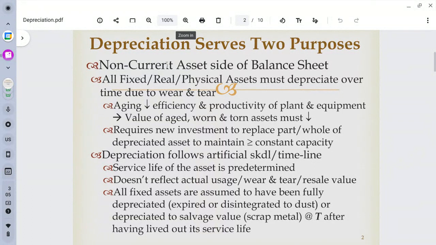First of all, non-current assets, in other words the fixed assets, must depreciate over time due to wear and tear. We understand that; we've been talking about that already. Everything wears and tears with usage and with age, right? The aging lowers the efficiency and the productivity of plant and equipment. So the value of the aged, worn and torn assets must go down. That goes without saying. And that part that is worn and torn must be replaced, right?